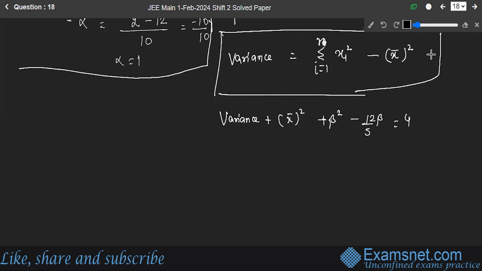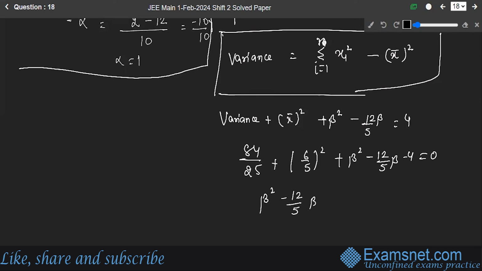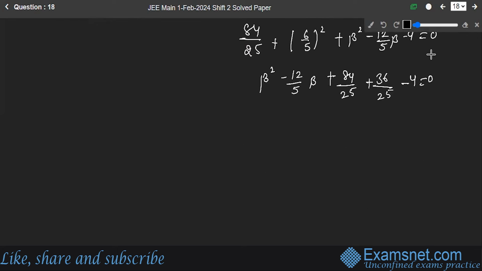Okay. Now, what is your variance? It was in the question, 84 upon 25, plus what was your mean? Mean was 6 upon 5 whole square, plus beta square minus 12 by 5 beta minus 4 is equal to 0. Or you have beta square minus 12 by 5 beta, this will be 84 upon 25, 36 upon 25, minus 4 is equal to 0. Or beta square minus 12 by 5 beta plus, over 25, 84 plus 36 minus 100, is equal to 0.